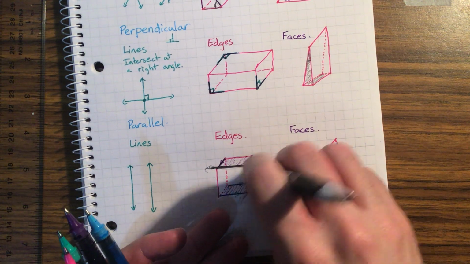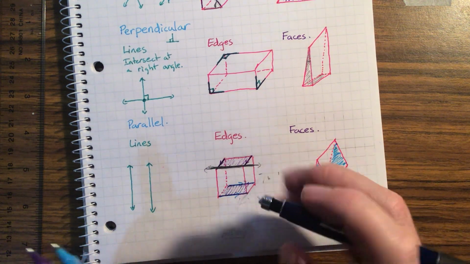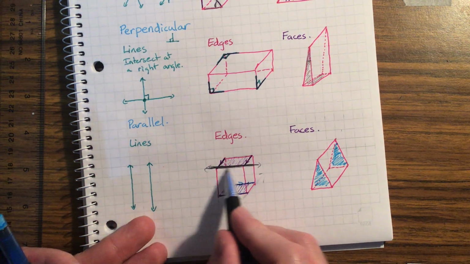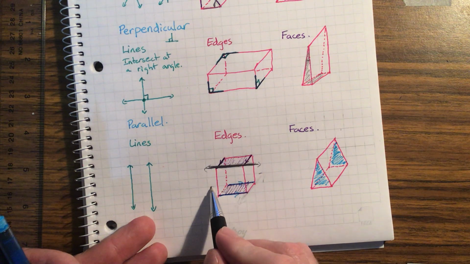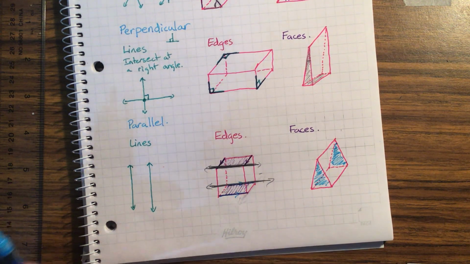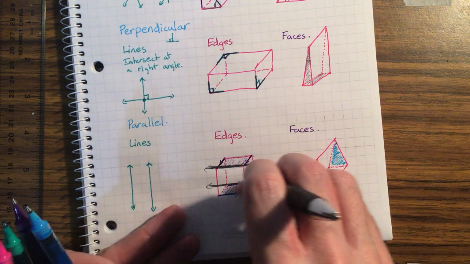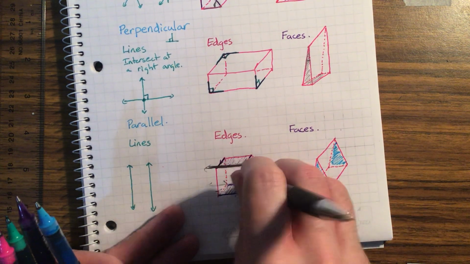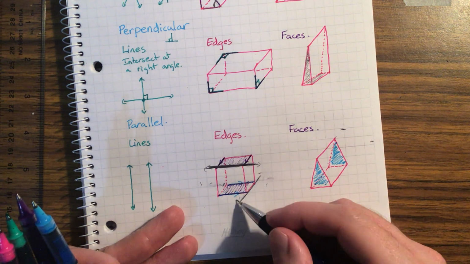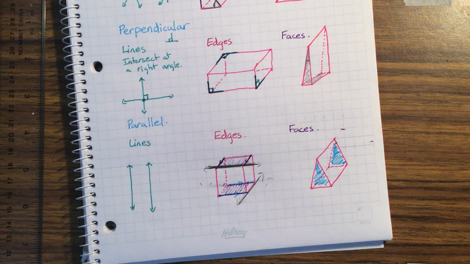Now, I should sort of rephrase that. They don't have to be on the same face. They just have to be going in the same direction. See, this one here, let's look at this top one again. And this one back here, this back one would be parallel because they're going in the same direction. But this top one here and this edge down here are not going in the same direction. So they're not considered parallel. So to be parallel edges, they have to be going in the same direction.